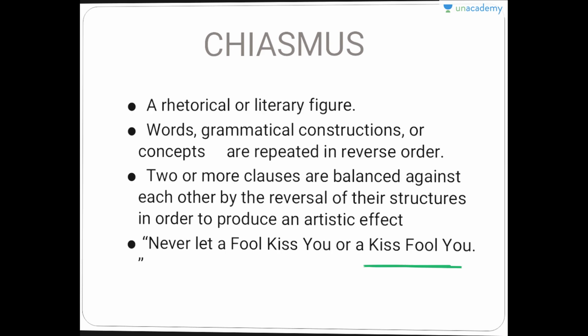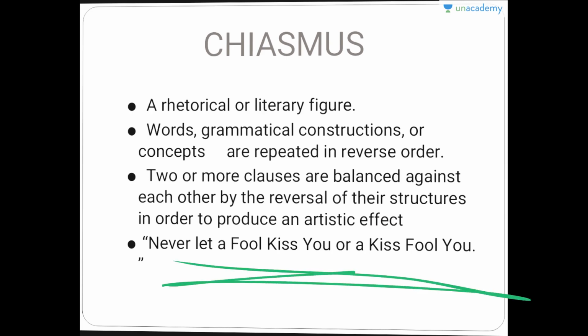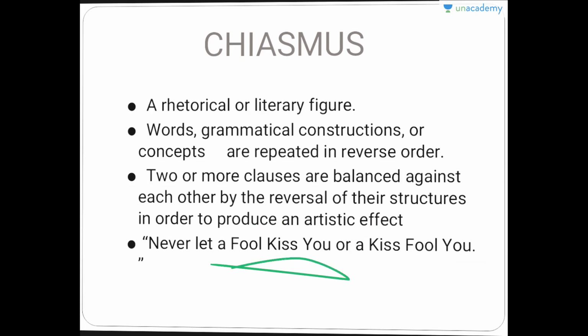Let's read the definition of chiasmus. Words, grammatical constructions or concepts that are repeated in reverse order. So you see what it is: fool kiss you or a kiss fool you. This is a figure of speech in which the word order of one phrase in a sentence is reversed, either by the repetition of the same words or the reversed parallel between two corresponding pairs of ideas. So this is what chiasmus is. Let's take the same example again. The second half of the sentence is an inverted form of the first half, both grammatically and logically. So we see a crisscross of statements with the same words and phrases.